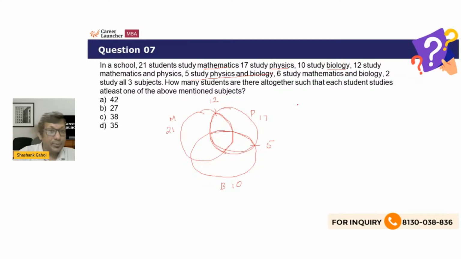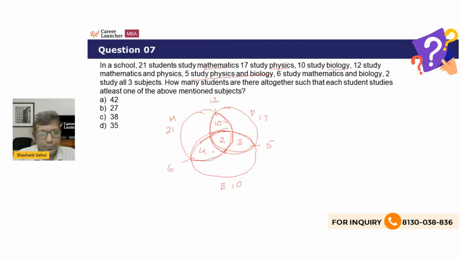6 study math and biology. So math and biology is going to be what? This region. How many people are we talking about? 6. 2 study all 3 subjects. So this is going to be 2. Now this is 2. So this comes out to be 10. This comes out to be 3. This comes out to be what?